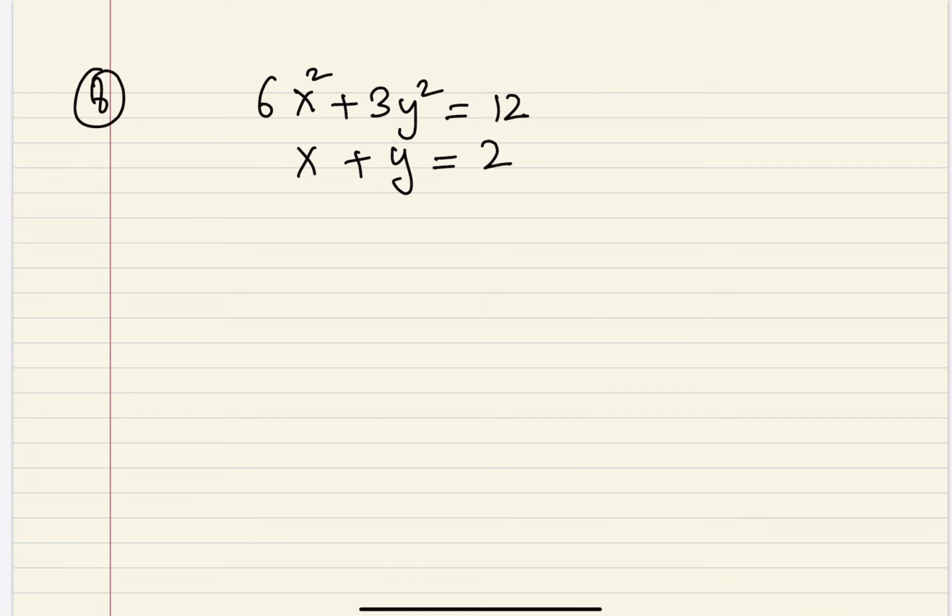Next example, this one looks like we have an ellipse and a line. 6x squared plus 3y squared equals 12 and x plus y equals 2.